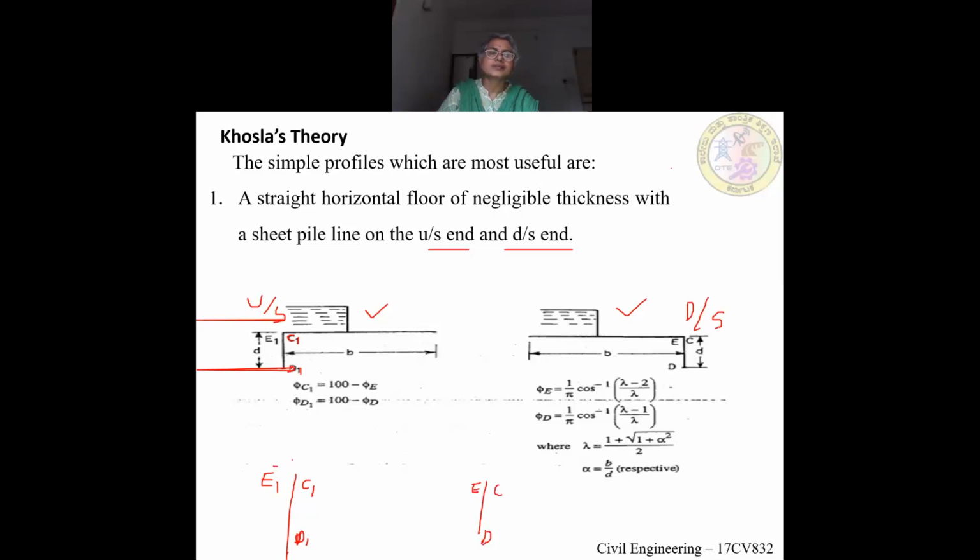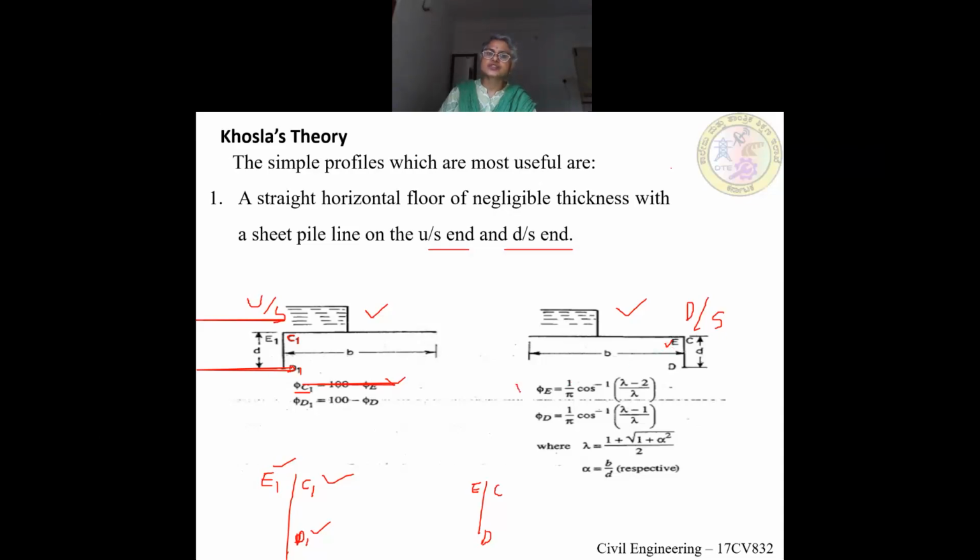So how can you determine the pressures at these key points? By using these formulas. These are the simple equations he has given to find the pressures at different points. So what is the pressure at C1? Phi C1 is 100 minus phi E. Phi E is the pressure at this point, near the downstream sheet pile. This is the downstream sheet pile. So you have to determine the pressure at this point.